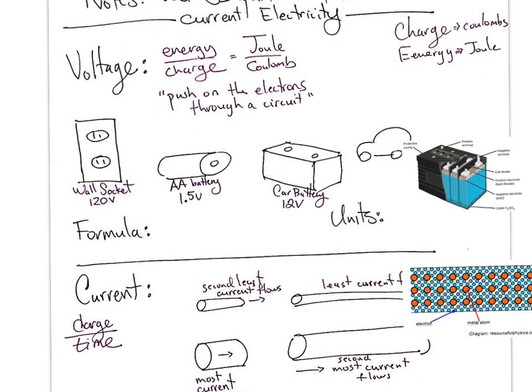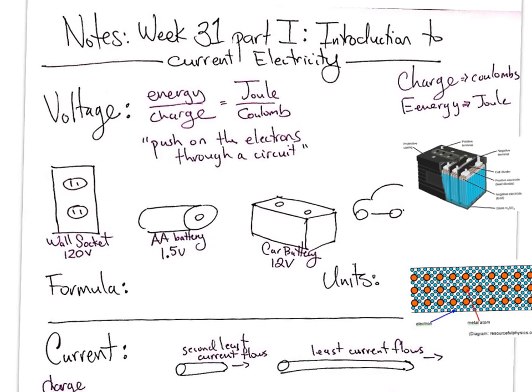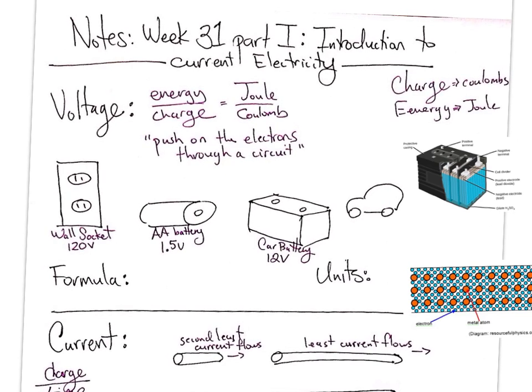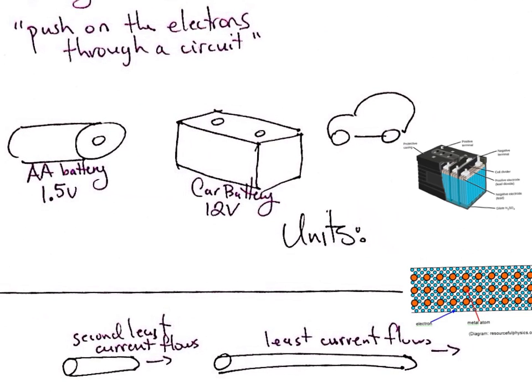So we're dealing with three different quantities or concepts here. Voltage is the first thing, and you probably have some experience with plugging something into a wall socket. A wall socket is typically 120 volts. The little AA batteries that we put into electronic devices are 1.5 volts. A car battery that is used to start your engine is 12 volts.